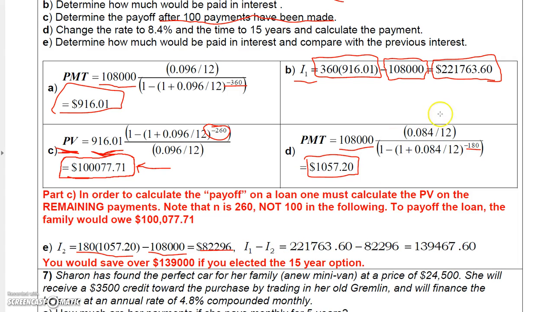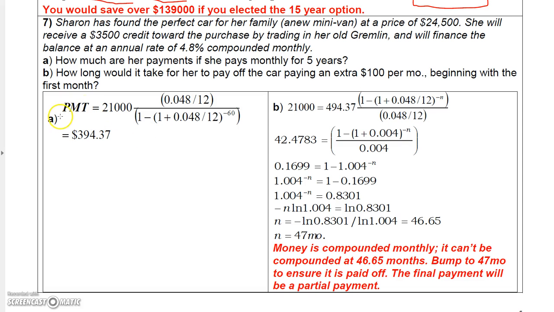So if you consider how much interest you paid in the first scenario compared with how much interest you paid in the second scenario, you actually see that with the second scenario you save over $139,000 in interest. You can pause the video and read this problem, but let me just show you the second part. The second part shows you a time problem that you can solve using common sense here.